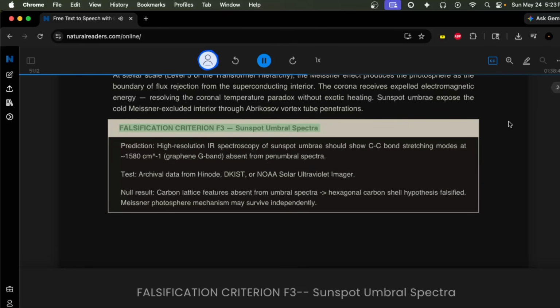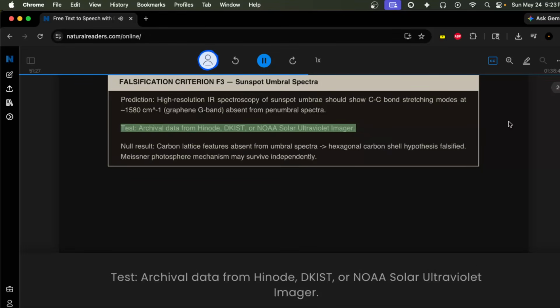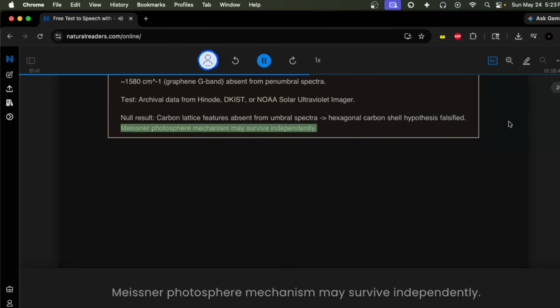Falsification criterion F3, sunspot umbral spectra. Prediction: high-resolution IR spectroscopy of sunspot umbrae should show C-C bond stretching modes at approximately 1,580 cm⁻¹ absent from penumbral spectra. Test: archival data from Hinode, DKIST, or the NOAA Solar Ultraviolet Imager. Null result: carbon lattice features absent from umbral spectra, so the hexagonal carbon shell hypothesis is falsified. The Meissner photosphere mechanism may survive independently.